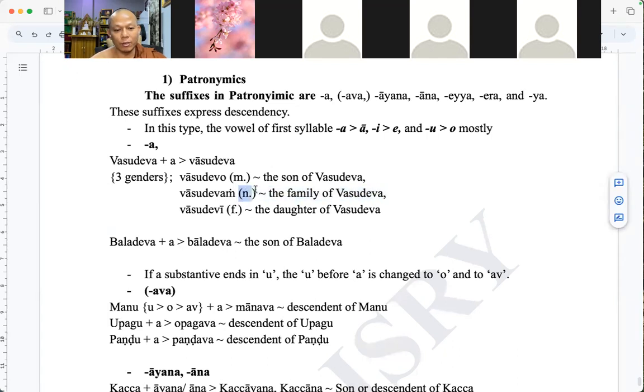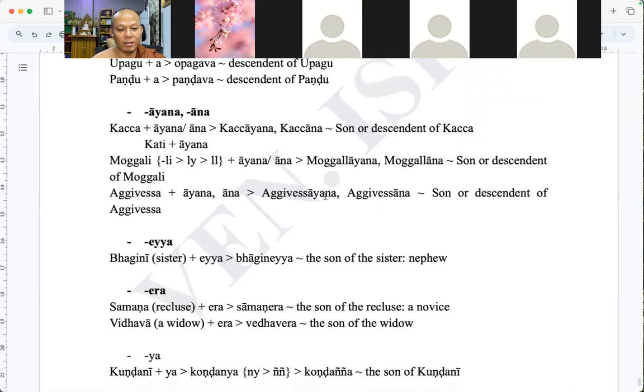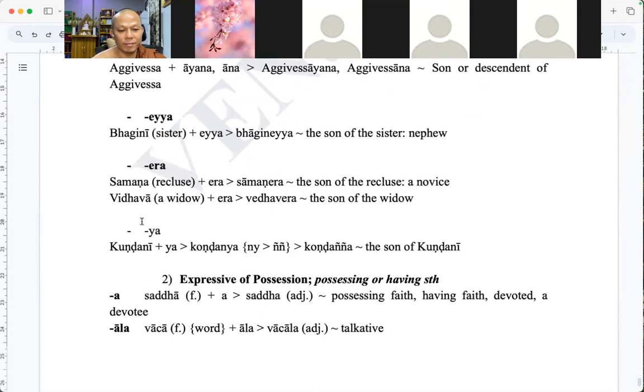Actually, family in Pali is kula, and kula is neuter gender. That is why. Oh, yeah, I see. Thanks, Bante. And for the rest of the 6 suffixes, from our to ya, it reflects two meanings: whether it is the son of some family or the descendants of that family. With the son of the family, it will be understood as masculine gender.